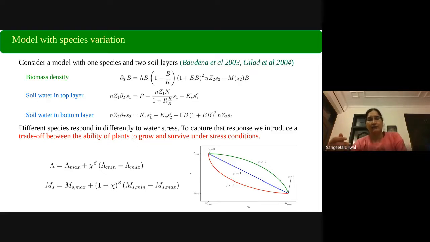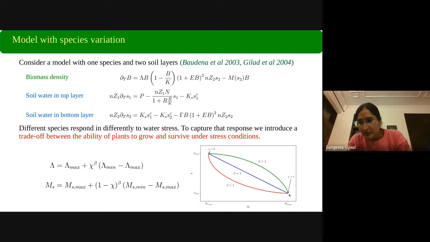So we have used this trade-off to differentiate one species from the other, because there could be many characteristics on the basis of which one can distinguish between one species and another. So here we have just considered these two characteristics. Based on that, we define this trade-off, and mathematically, this is how it looks. So these are the equations. This capital lambda represents the growth rate, and this M_S represents the mortality rate. And this is how the trade-off looks.